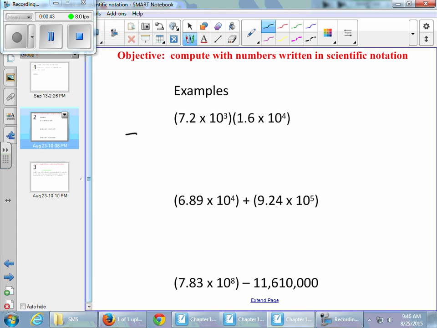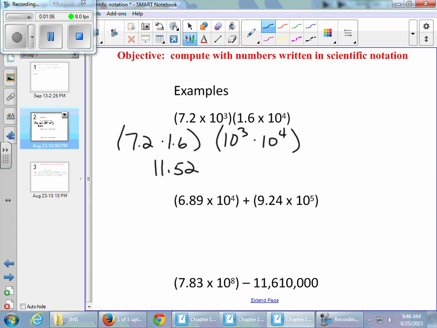We have 7.2. We're going to multiply it times 1.6 by itself. And then we have 10 to the third times 10 to the fourth. All you're going to do is multiply 7.2 times 1.6, and you're going to get 11.52. And then when we have bases of the same, we treat that the same. We have 10 to the third times 10 to the fourth. Our 10 stays the same. And what do we do with our factors? We just add them. 3 plus 4 is 7. So now we have 11.52 times 10 to the seventh.